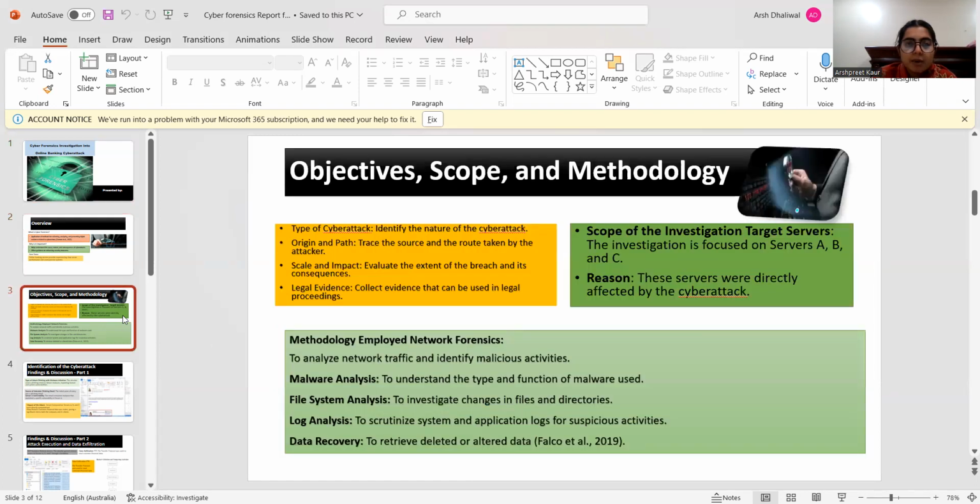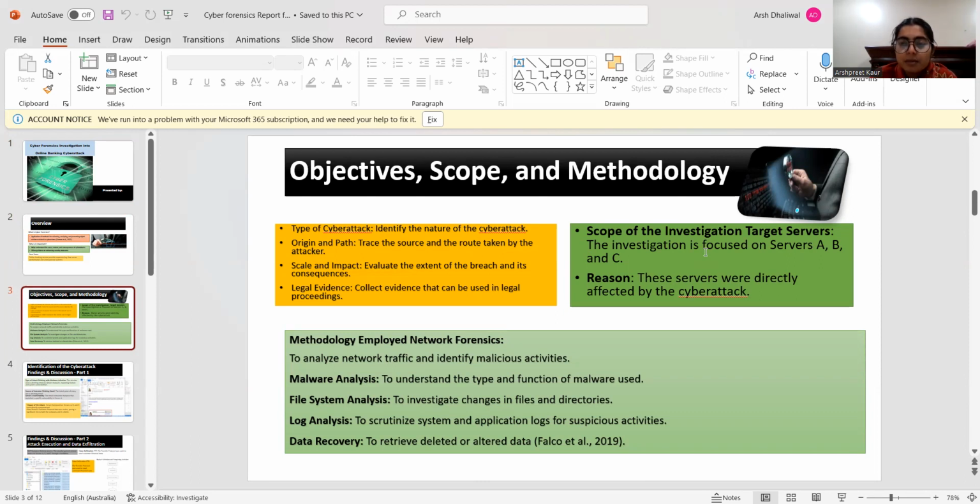The next slide is about the objective, scope, and methodology. Type of cyber attack: identify the nature of the cyber attack. Origin and path: trace the source and the route taken by the attackers. Scale and impact evaluation: the extent of the breach and its consequences. Legal evidence: collect evidence that can be used in a legal proceeding. Scope of investigation: target servers. The investigation is focused on servers A, B, and C.